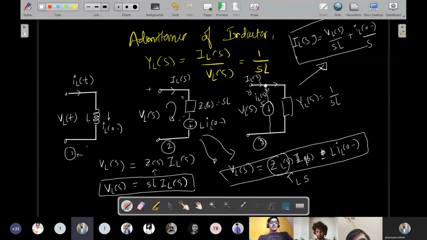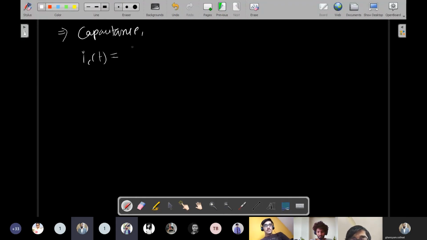Okay. So let us go for the third element, and that is nothing but the capacitor. Third one is capacitance. So current through the capacitor in time domain. Can anybody tell me the equation of current through the capacitor in time domain? C dV by dt. So very easy. C dV by dt. Correct.